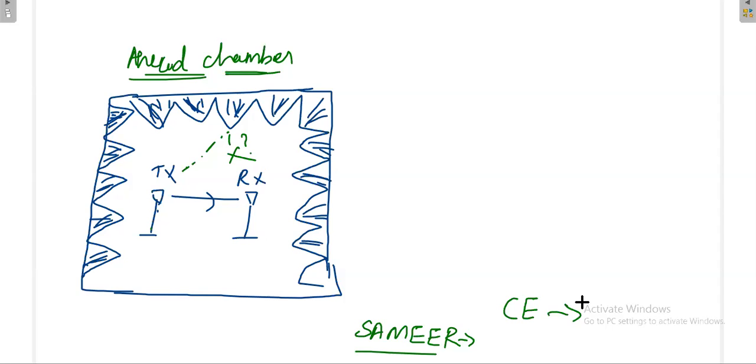What the subject is telling: whenever you design some equipment, the equipment should not disturb other equipment, and also it should not be disturbed by other equipment. Are you understanding this concept? You are designing some equipment, the operation could be anything, no problem, but that equipment should not disturb the operation of some other equipment, and also it should not be disturbed by other equipment.